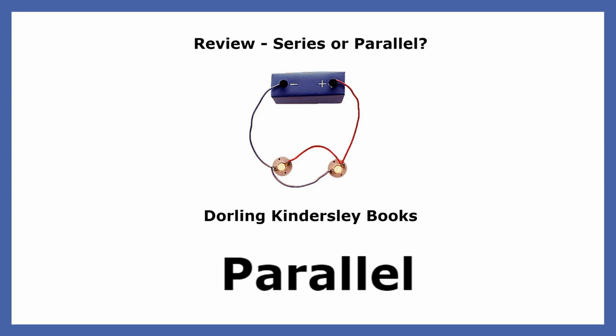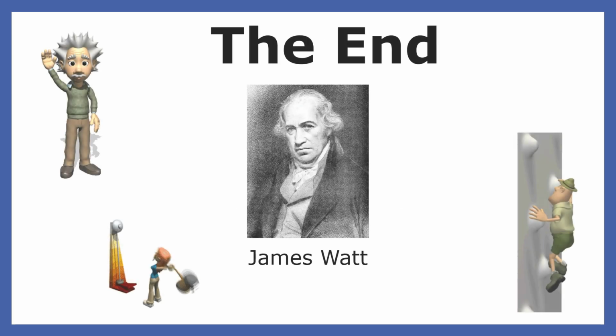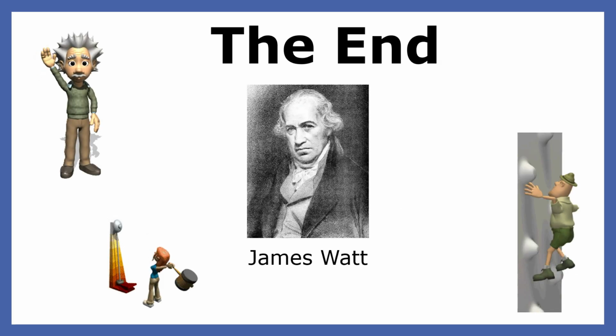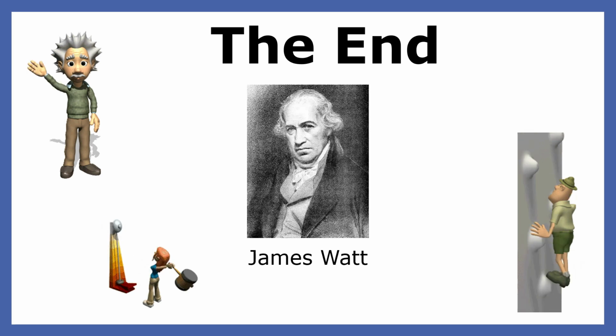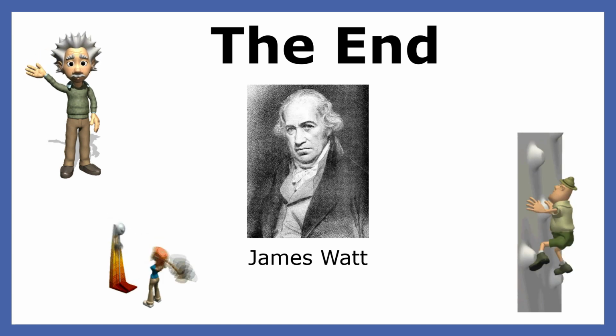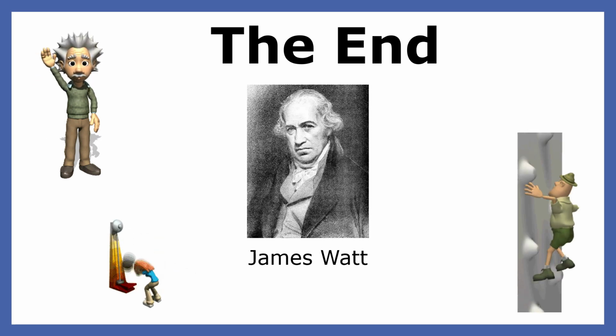In case you forgot, this is what a parallel circuit looks like. Each bulb has a voltage that's equal to the voltage source that provides the energy for the light bulbs. And this is the end of my presentation on electrical power, or the rate at which energy is expended or work is done by an electrical device.